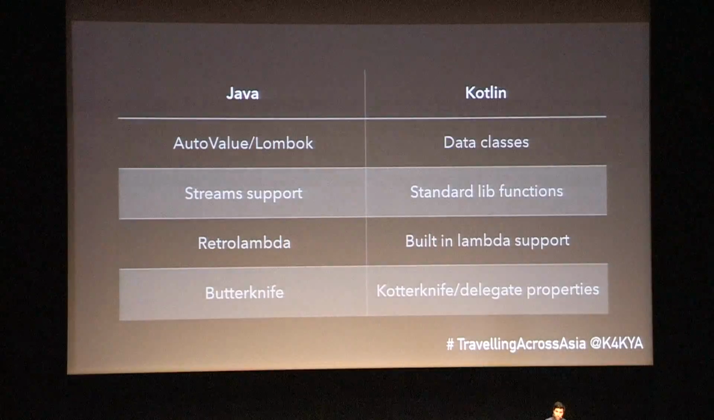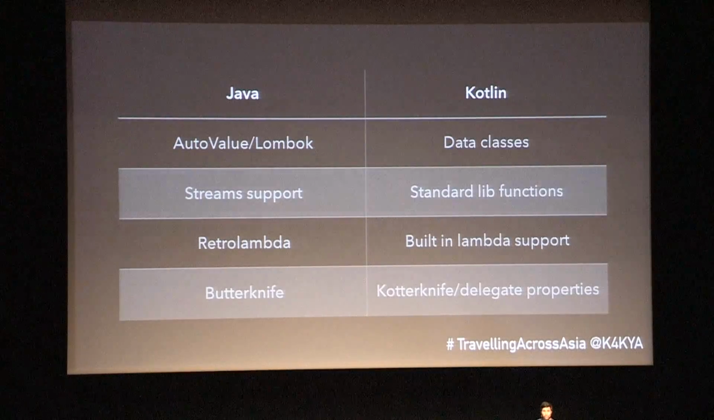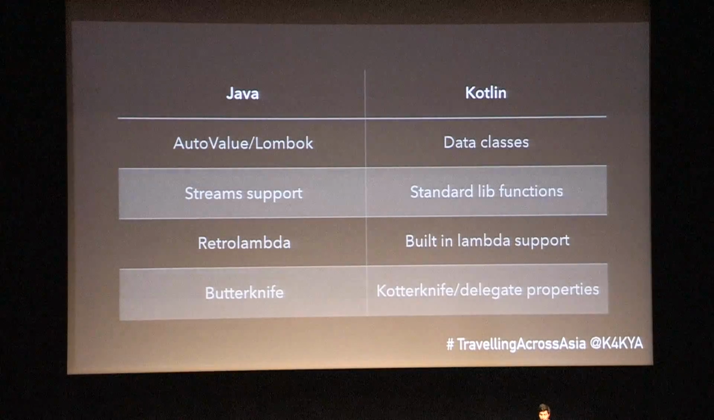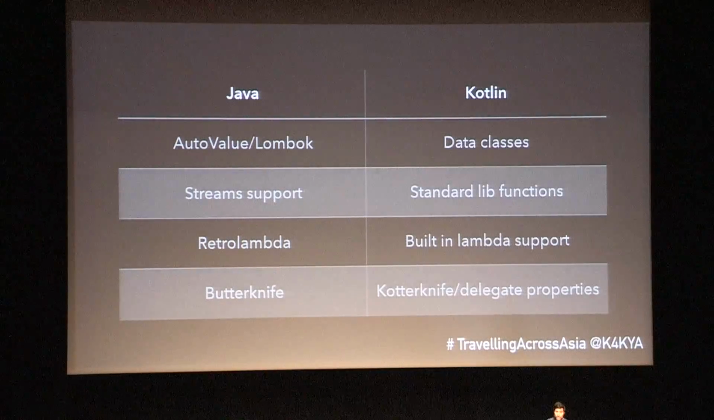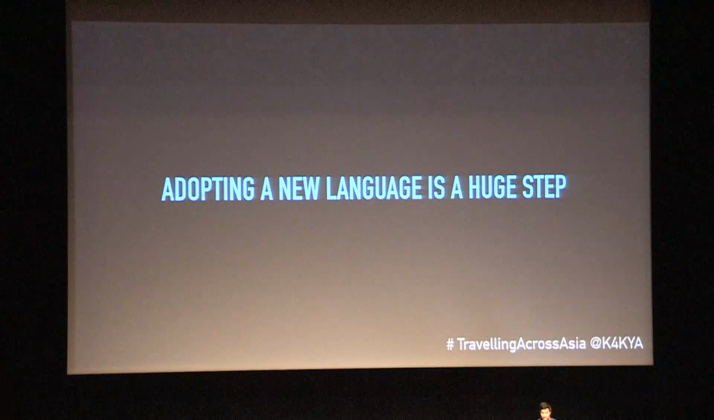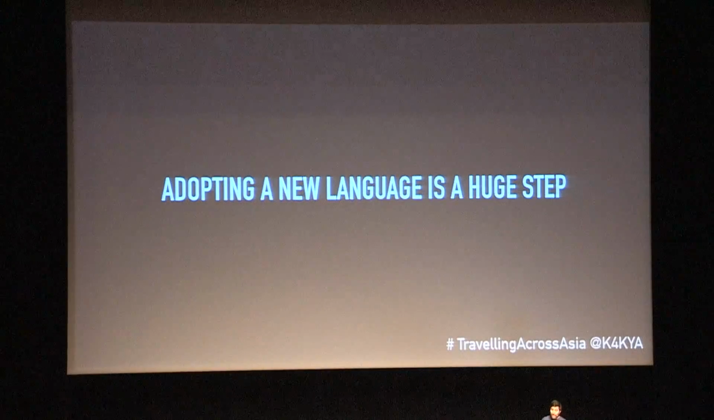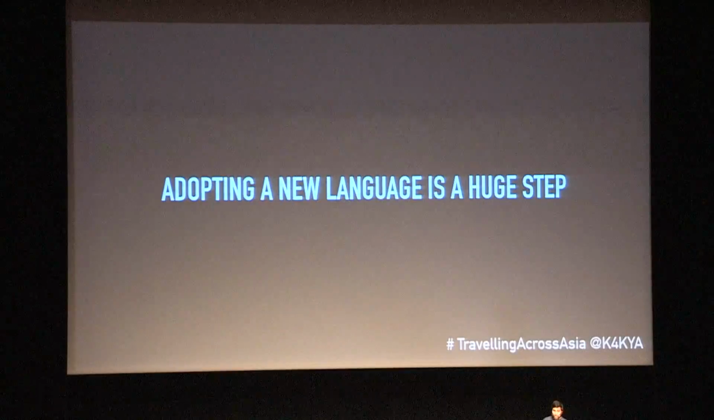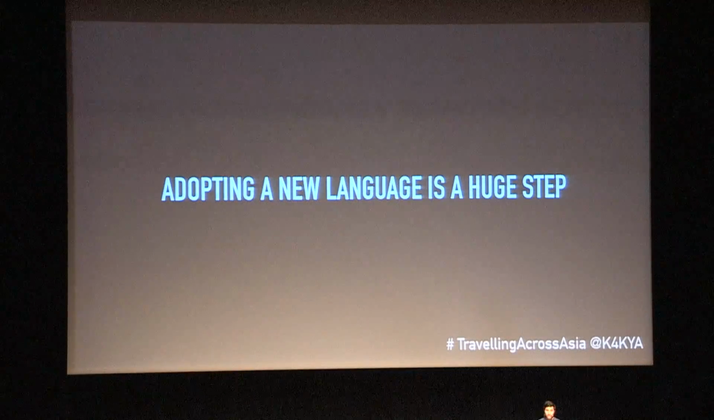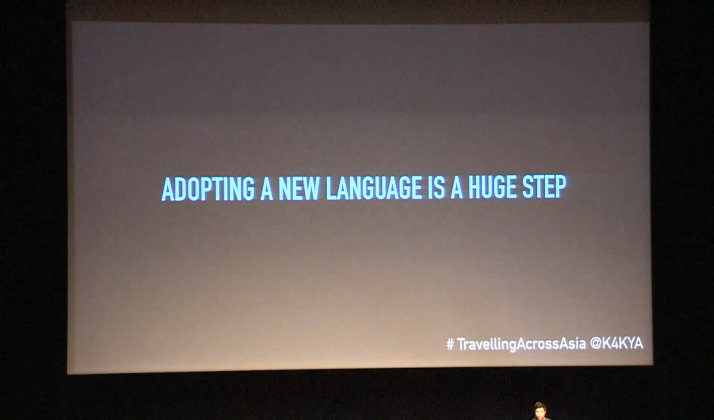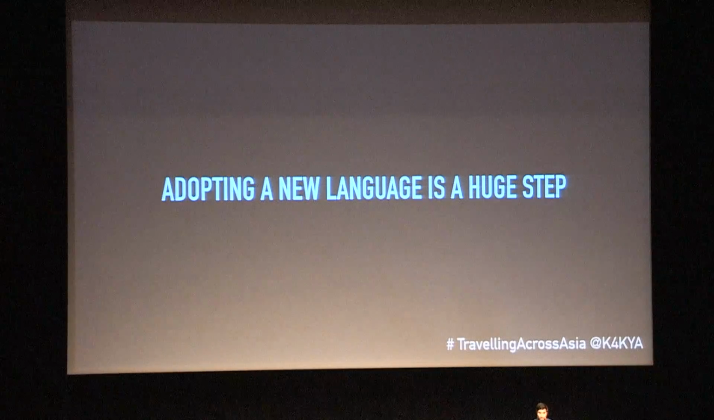Now, we looked at Kotlin and we saw that we could do all of these things at the language level, which meant that if we were to convert everything to Kotlin, we could potentially remove a bunch of these dependencies. But that's a lot easier said than done. And adopting a new language is a huge step. You have to make sure that you have your team and your company on board, because otherwise, going back from this is not going to be easy at all.